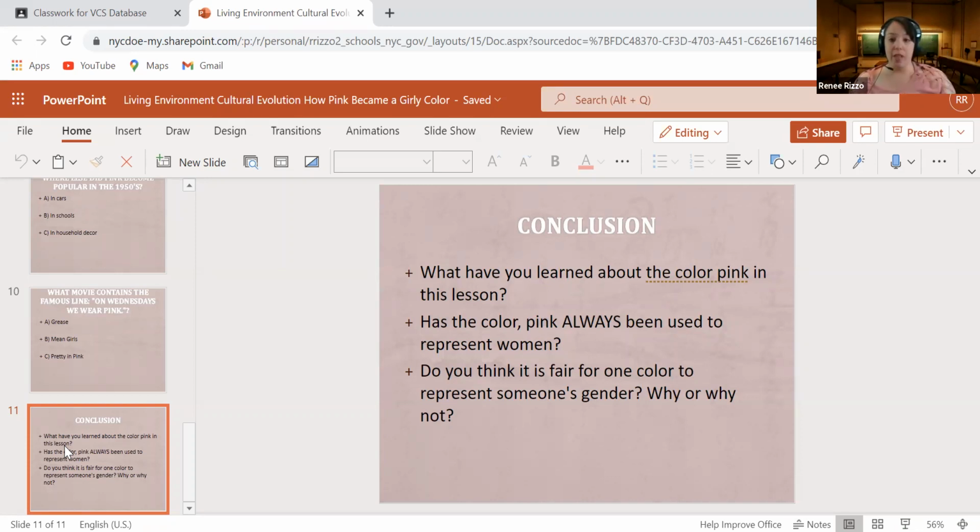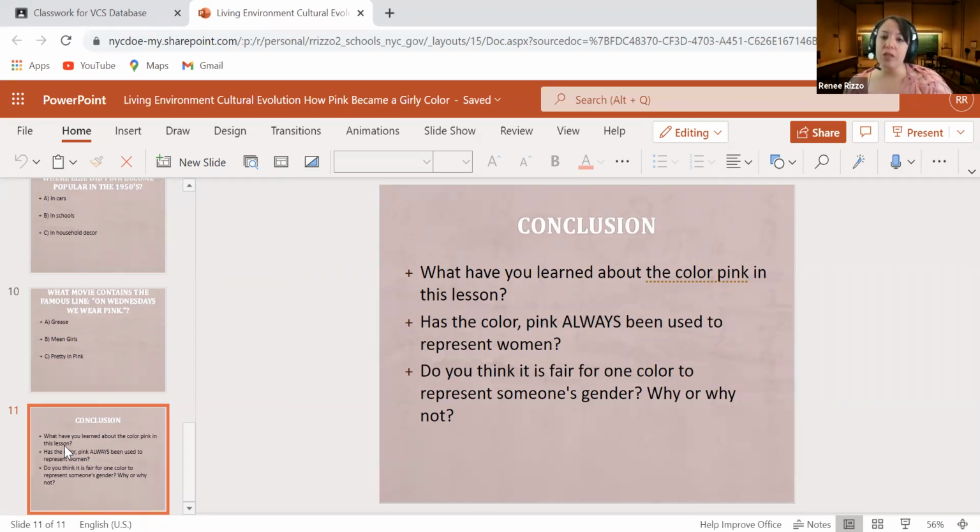provide a rich discussion point for your students because this lesson was all about the color pink and when it started to become associated with girls and women. And a lot of people, even myself, may have assumed before watching a video like this that pink has just always been used to represent women and girls, which is not the case. This is a fairly recent development in cultural evolution.